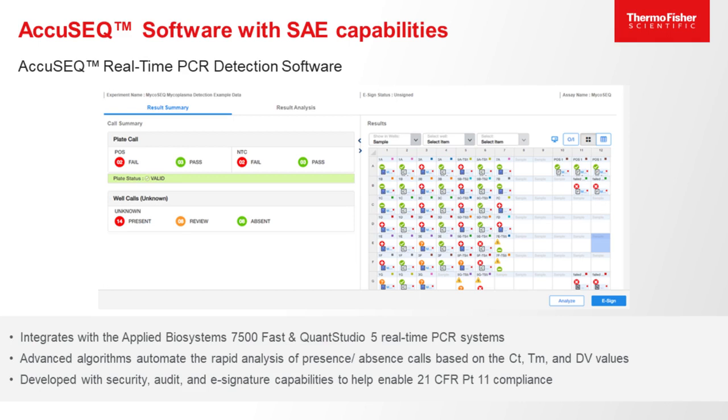Finally, using the Applied Biosystems AccuSeq real-time detection software, you can generate automated presence-absence results during data analysis. Automated calls are determined based on the cycle threshold, melting temperature, and derivative values of the test sample and the inhibition control. This software is integrated with our 7500 Fast instrument and with the QuantStudio 5 real-time PCR. AccuSeq also has security, audit, and e-signature capabilities that are designed to enable 21 CFR Part 11 compliance required in a GMP environment.